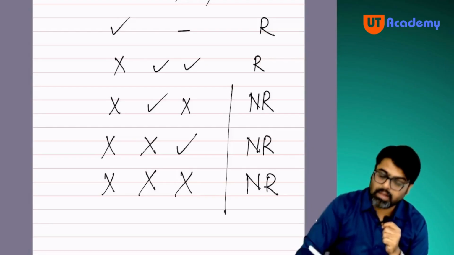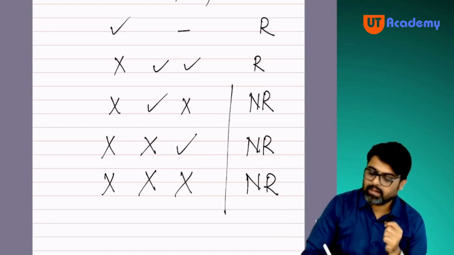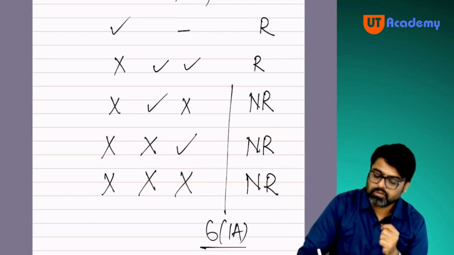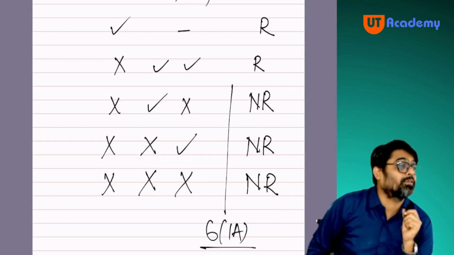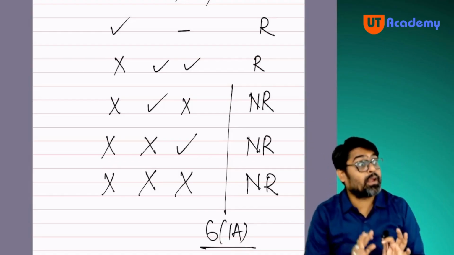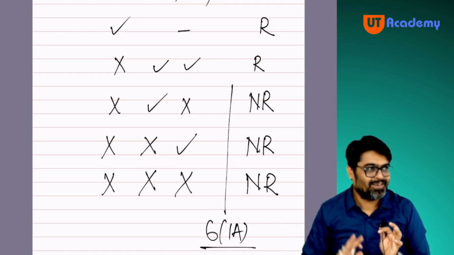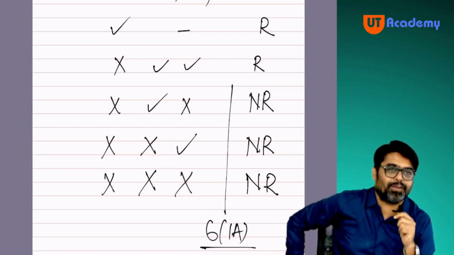But before that, a hurdle will come. If you cross that hurdle, then you become a non-resident, and that hurdle is section 6.1a, the concept of deemed resident. If you are not becoming a resident, we can make you a deemed resident. And if you are not becoming a deemed resident also, then you become a non-resident.